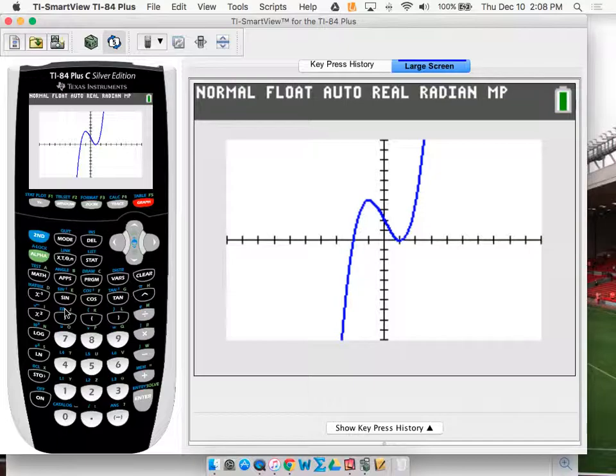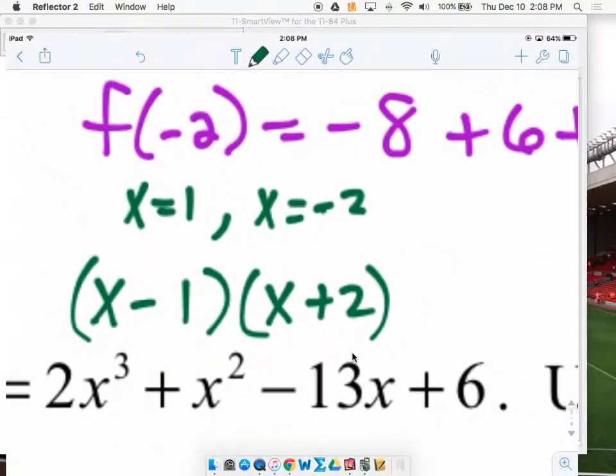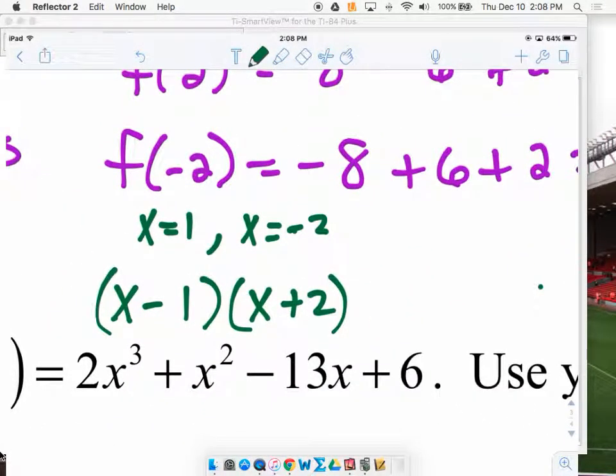And which one has a multiplicity of 2? 1, right? See how it bounces at positive 1? Right, it goes right up to 1 and then it bounces right off of it. So that tells me that my multiplicity at 1 is 2. So when I write my equation now, I need to put an exponent of 2 on the outside like that.